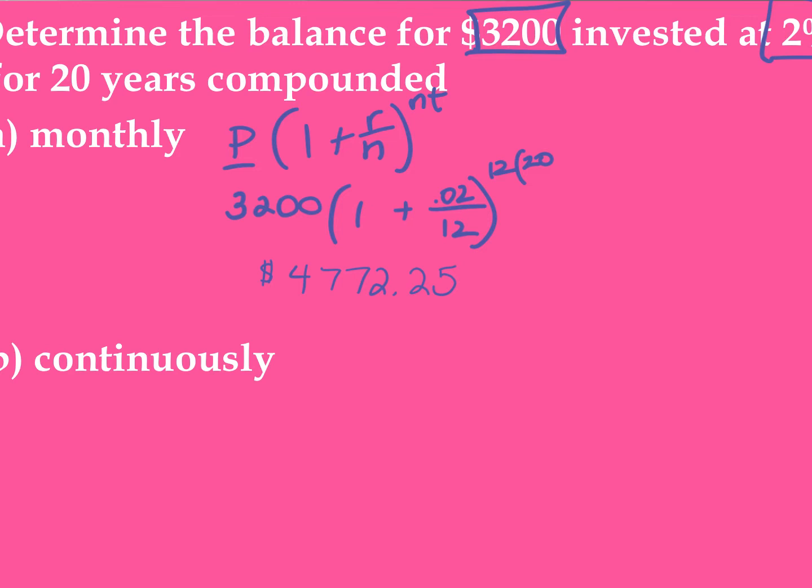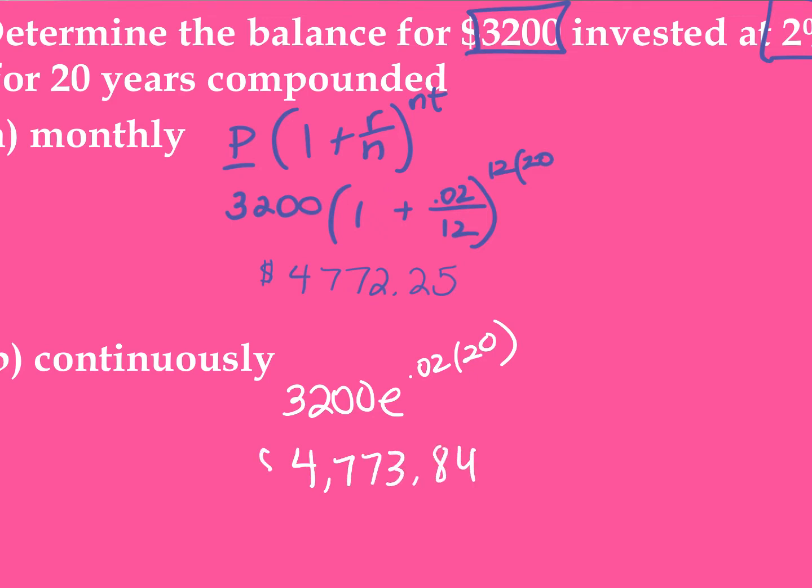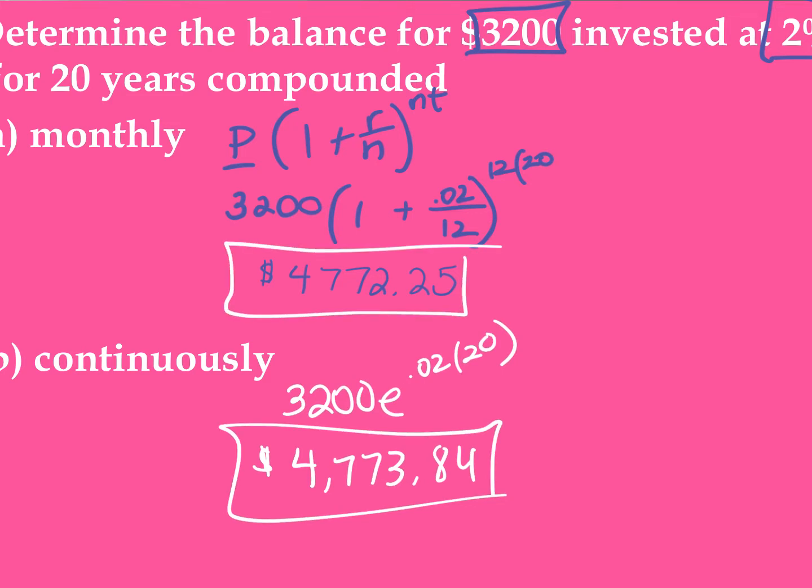All right, then continuous, we are using the PERT, right? So 3,200 e to the r, which is 0.02, to the t, or times t, which is 20. And then again, let the calculator do the work. 3,200, find the e above the ln, 0.02 times 20. And I get $4,773.84. So not much more, but it should be bigger than any other one. Continuous should be the most amount of money.